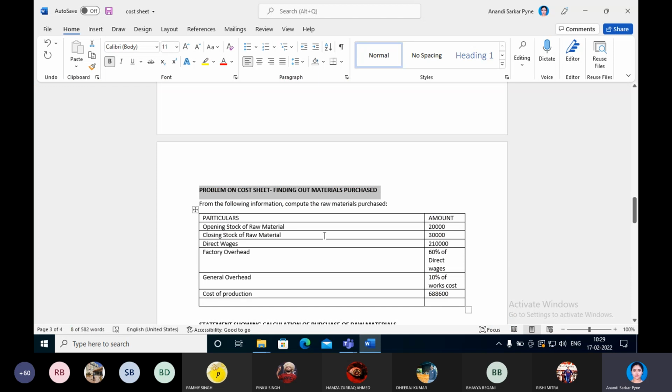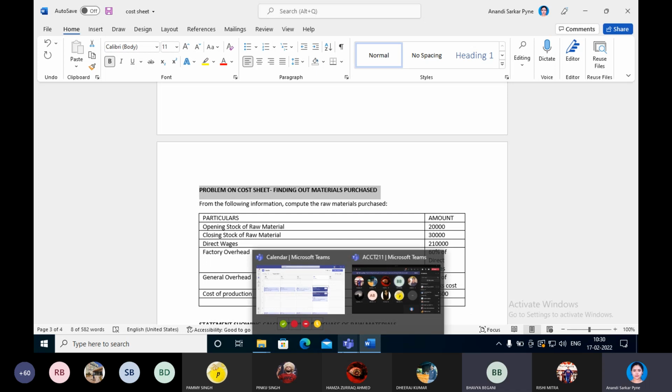So the problem will be like this. Opening stock of raw material, we have to go ulta. Back calculation we have to do. So cost of production or total cost is 6,88,600, and general overhead is 10% of works cost. So cost of production is 110%. Cost of production minus general overhead will be your works cost. If works cost is 100 and general overhead is 10, that means cost of production is 110. So 10 divided by 110 into 6,88,600, we will get the general overhead.